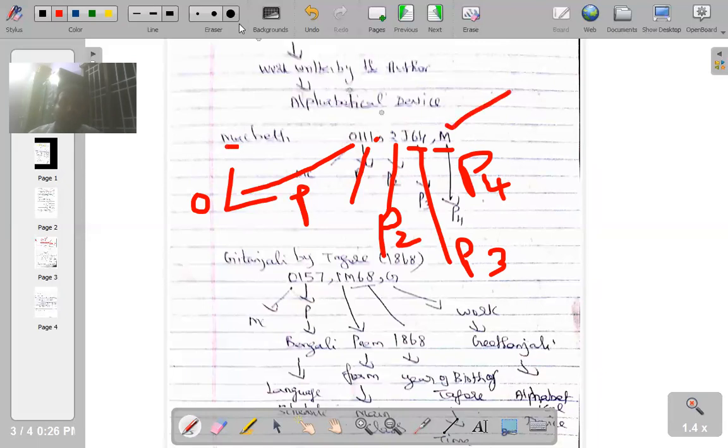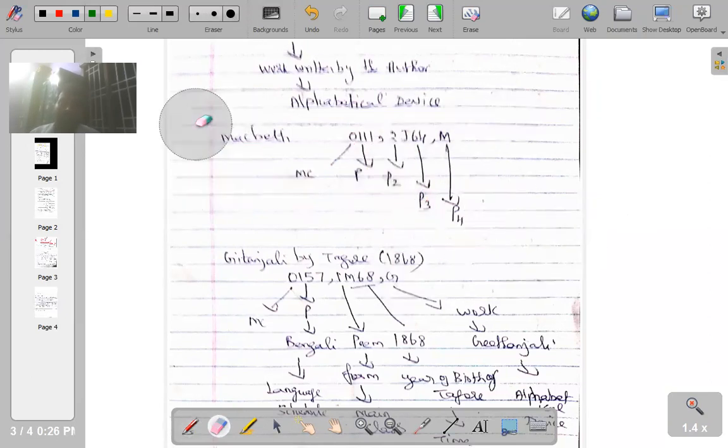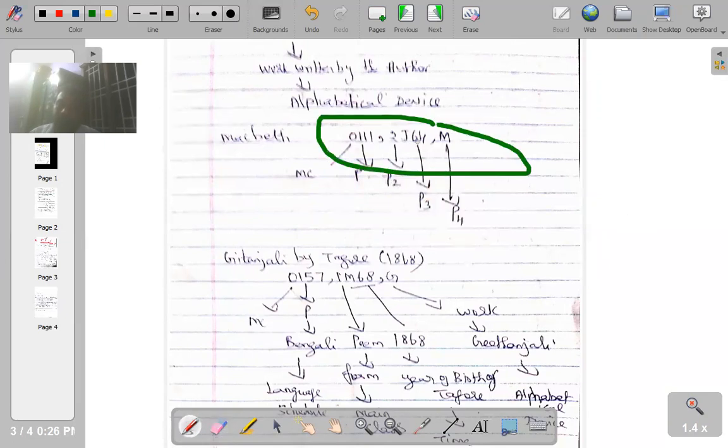But here, two symbols are there. We have just added two symbols. What are the symbols? After the main class and P, we have a comma. And between P3 and P4, we have a comma. But there is no comma between P and P2, and P2 and P3. Please understand this particular rule. So what is the answer for this particular title? It goes this way: O111, comma, 2J64, comma, M. I think it's clear to you.